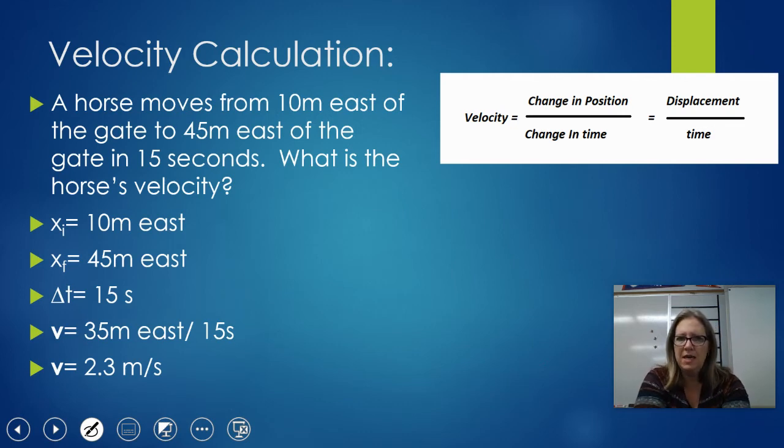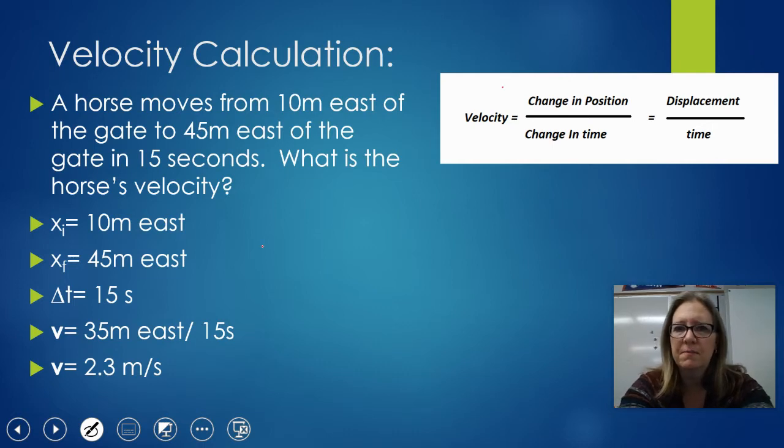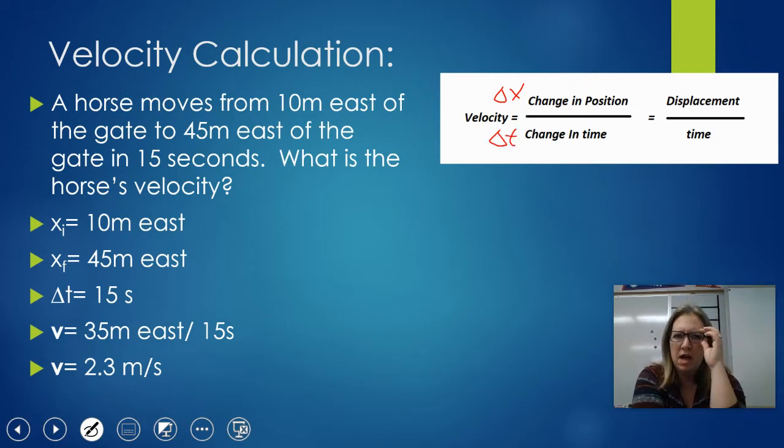Velocity can also be calculated, okay? Remember that delta x is our change in position, and delta t is the change in time. So I've got a horse, and it moves from 10 meters east of the gate to 45 meters east of the gate, and it takes 15 seconds to do that. What is the horse's velocity, okay?